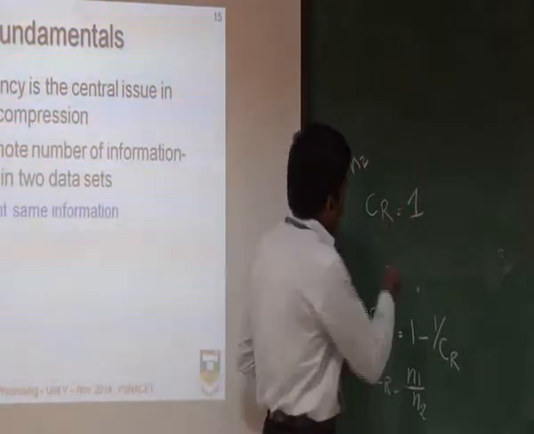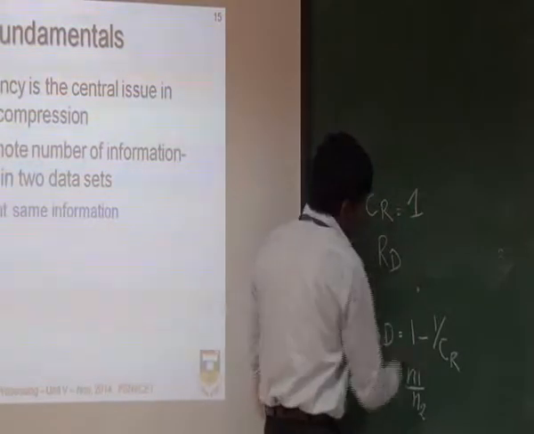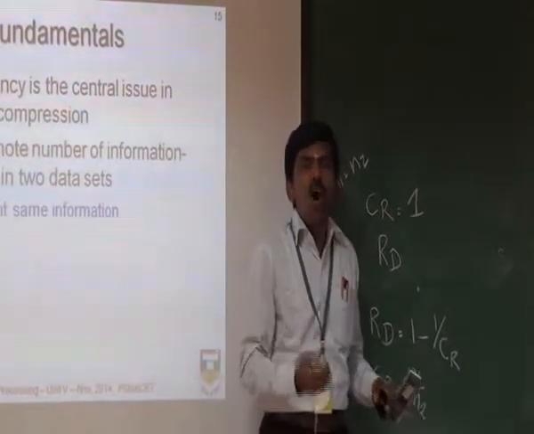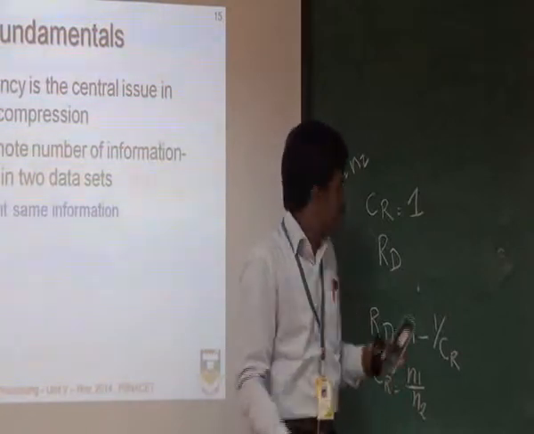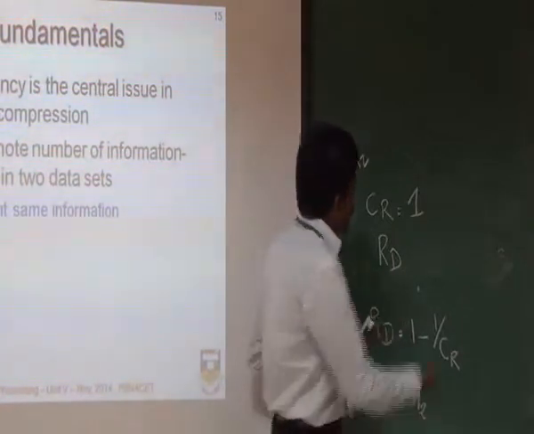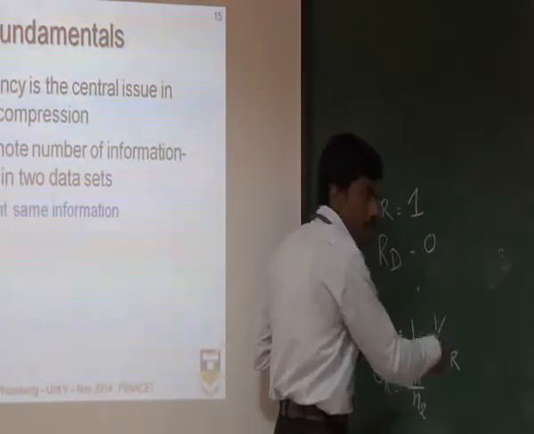So next, what is the redundancy? What is RD, and what is the actual use of it? It tells how much data can be repeated between N1 and N2. So RD is nothing but 1 minus 1 by CR. Here CR is 1, so RD is 0.